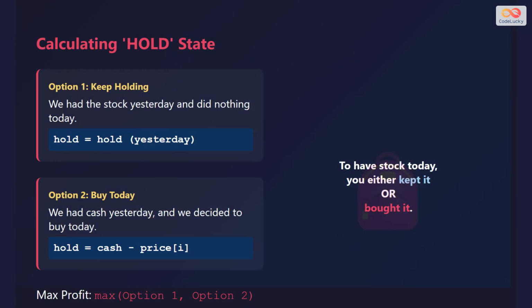Let's figure out how to calculate the hold value for today. We have two options. Option 1, we already had the stock yesterday and we just keep holding it. Option 2, we didn't have the stock yesterday, so we buy it today. To maximize profit, we simply take the maximum value between these two choices.